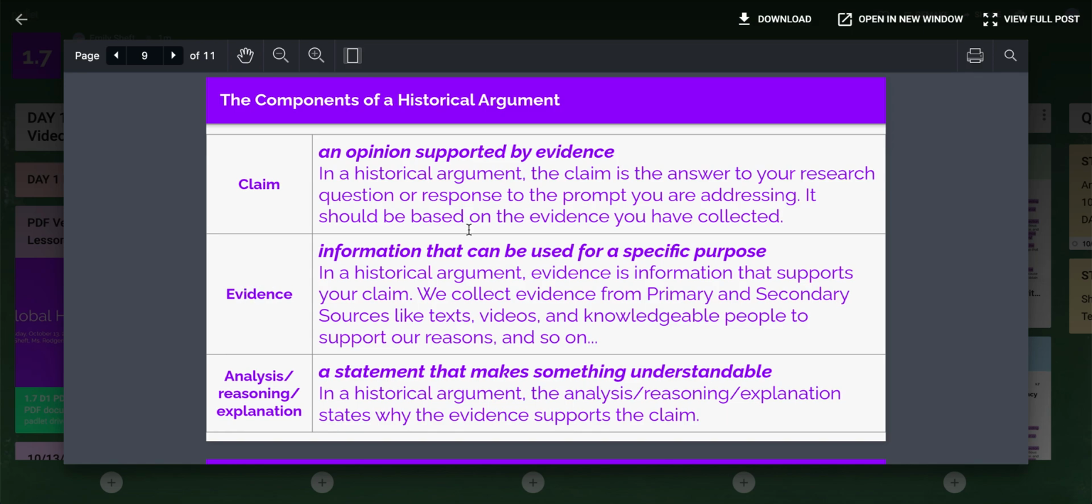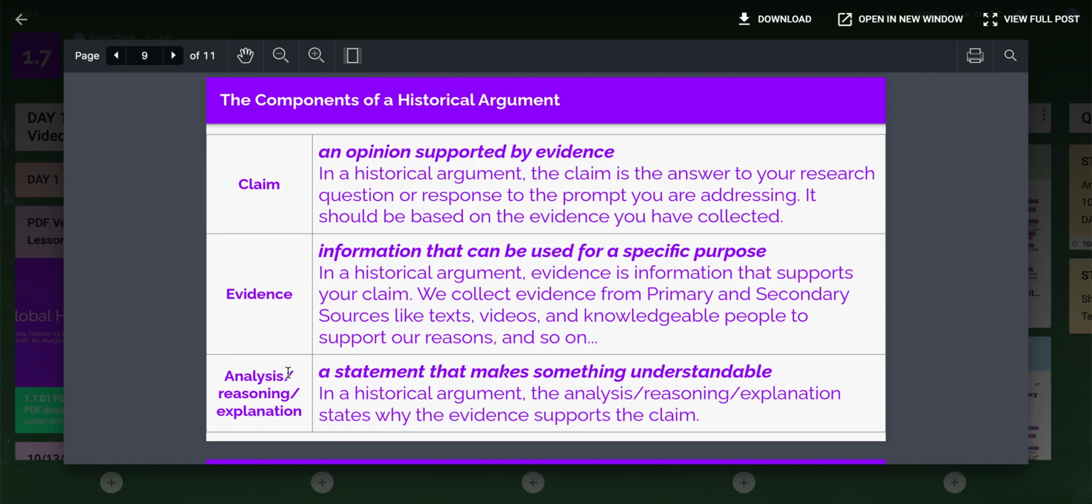Evidence is information that can be used for a specific purpose. In a historical argument, evidence is information that supports your claim. We collect evidence from primary and secondary sources like text, videos, knowledge of people to support our reasons, and so on. So you don't have a claim if you don't have good evidence, because a claim cannot be supported without good evidence.